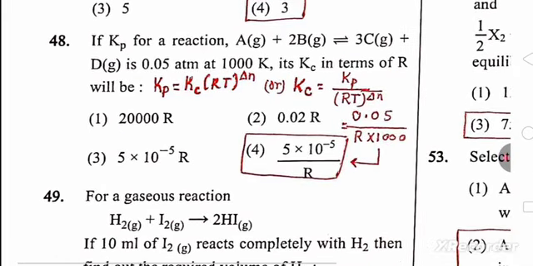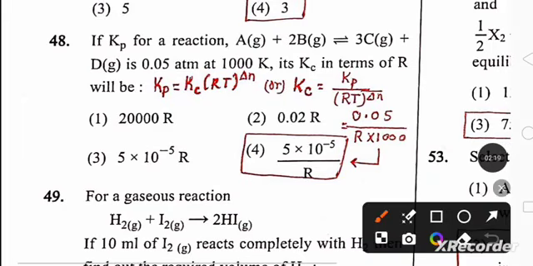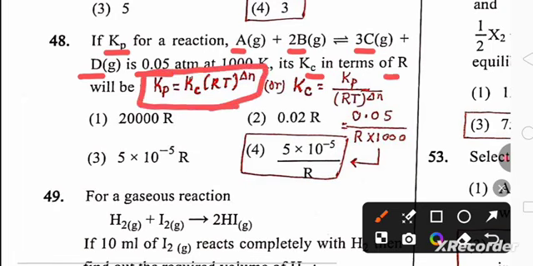We have one more question. If Kp for a reaction A plus 2B gives rise to 3C plus D, so for this reaction, Kp is 0.05 atmosphere at 1000 degree. We need to find out its Kc value in terms of R. So we know the relationship between Kp and Kc. Kp is equal to Kc into RT raised to power delta n.